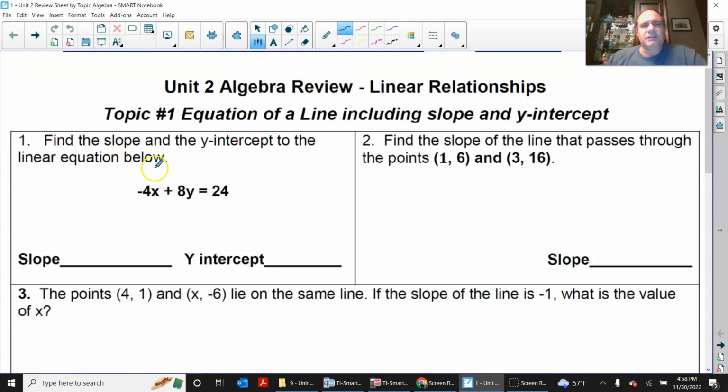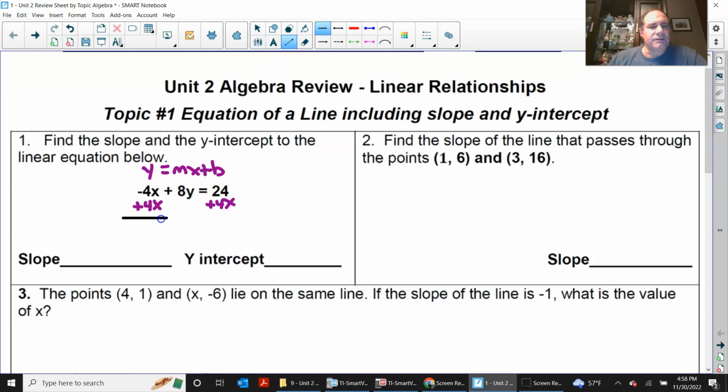The first question says find the slope and y-intercept of the linear equation below. And so the first thing that you do have to do is remember that it is supposed to be in y equals mx plus b format for you to get the slope and the y-intercept. So you have to solve for y. And the first way you do that is to add 4x on both sides.